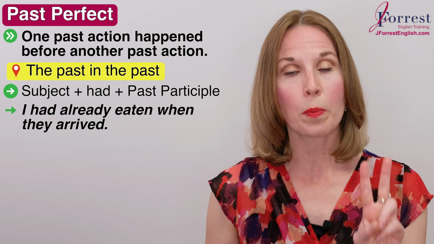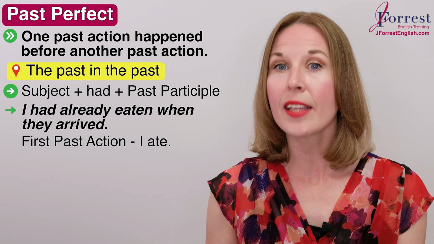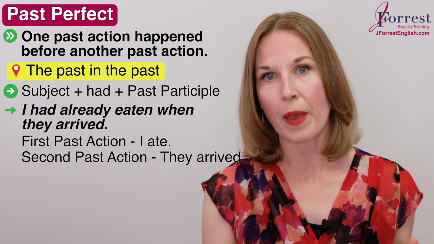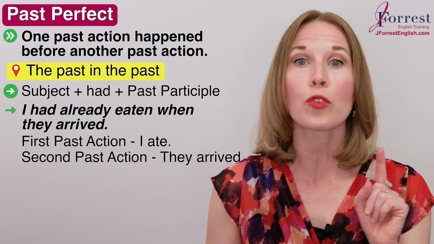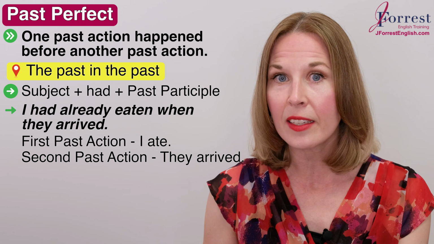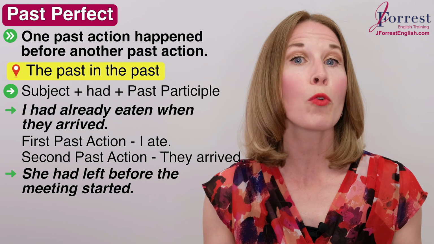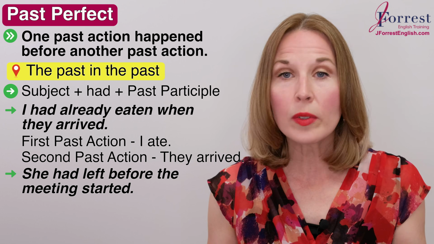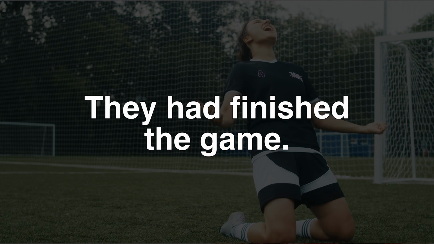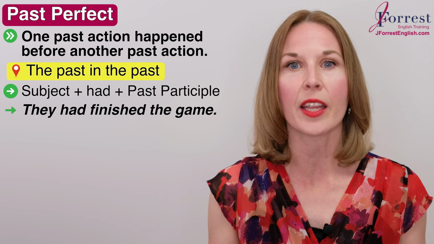Notice here there are two past actions. The first past action is I ate, and the second past action is they arrived. So to show the past in the past, you use the past perfect for the first past action and say, I had already eaten when they arrived. Another example, she had left before the meeting started. You don't need to specify the second past action. You can simply say they had finished the game. Maybe it's obvious based on context what the second past action is.